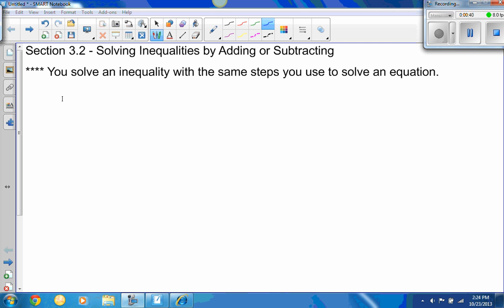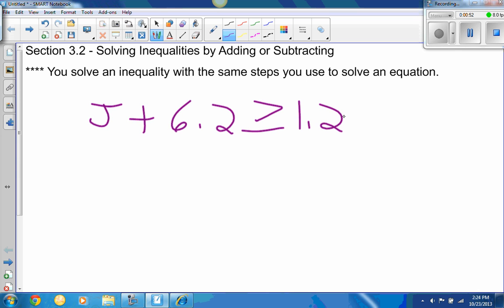So for example, if I have j plus 6.2 greater than or equal to 1.2, this is a one-step equation, or excuse me, a one-step inequality, because it doesn't have an equal sign. So how do I get the j by itself? Well, right now it says j plus, so I have to do the opposite. I'm going to subtract 6.2.